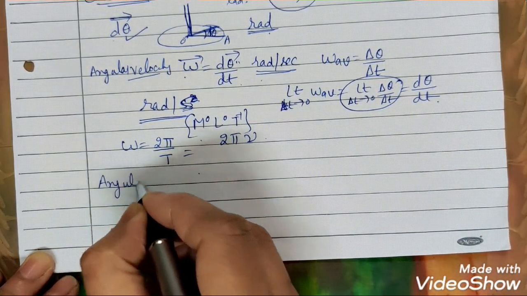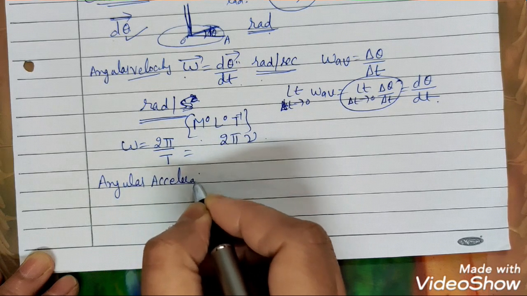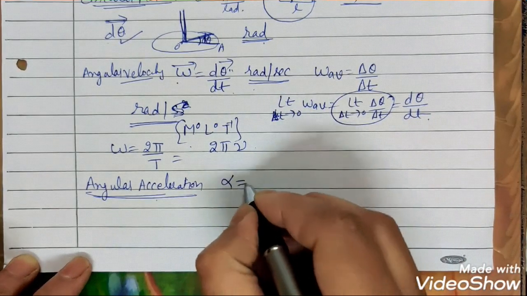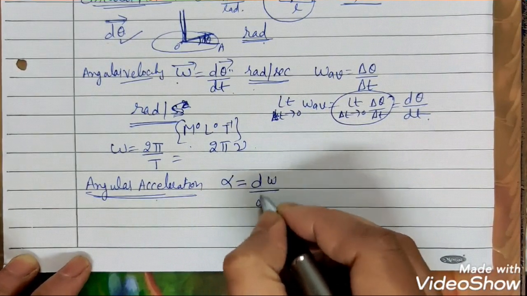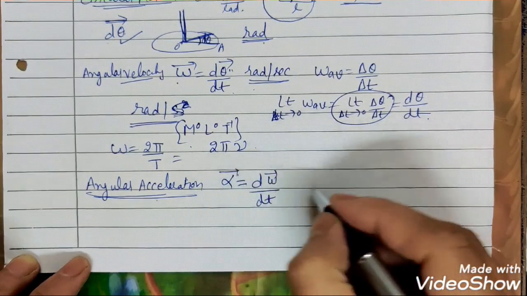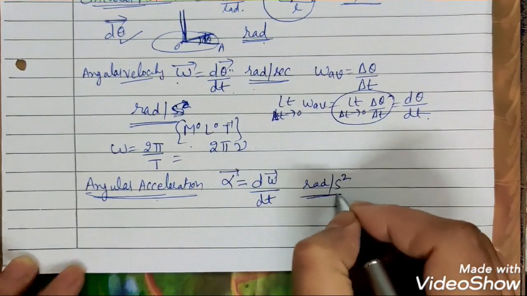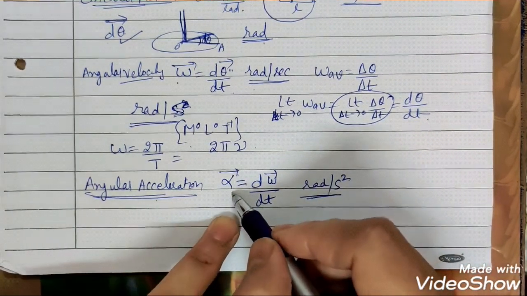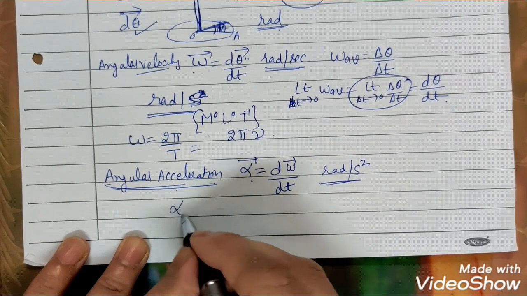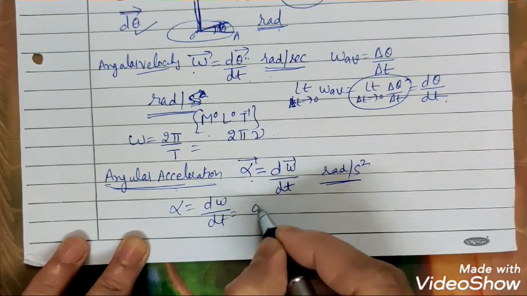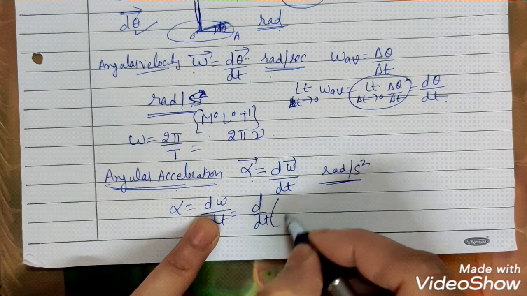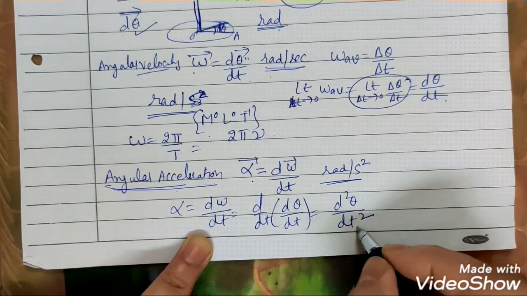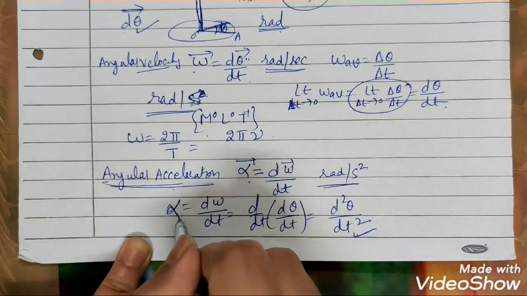And the third term is angular acceleration. These are the terms that we use to explain the circular motion. Angular acceleration is alpha, the rate of change of angular velocity, again a vector, with unit radian per second square, and again the right hand thumb rule is used to explain the direction of angular acceleration. And angular acceleration is d omega upon dt, and since omega is d theta upon dt, we can say it is d squared theta by dt squared, the double time derivative, that is called the angular acceleration.